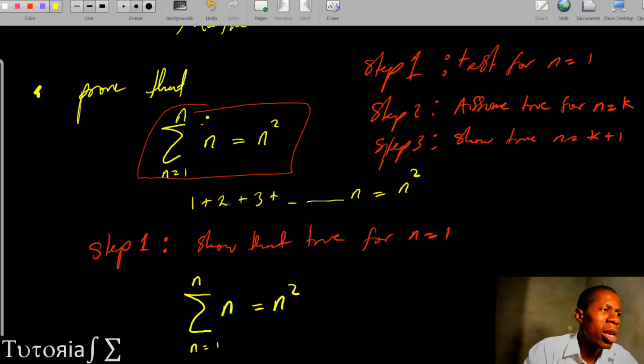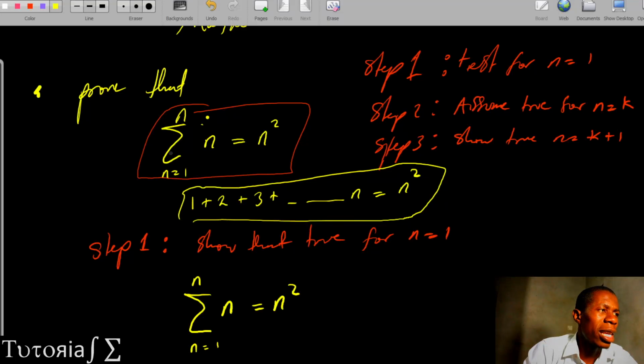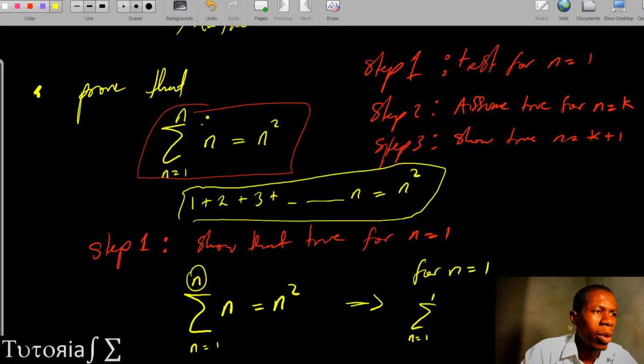So this is what we have. So we have 2 parts. This part that is expandable here, which is the same thing as what we have here. So for n equals to 1, where there is n, we put 1. So that will be the sum from n equals to 1 to 1 of n. Then on this other side, we also put 1. So this will be 1 squared.